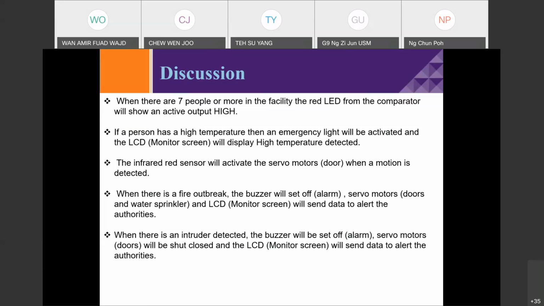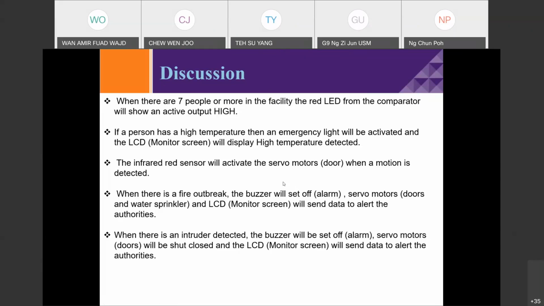And then for our last safety protocol measure, which is when an intruder breaks in during the night, or when there's an intruder detected, the buzzer will be set off, and then the servo motors will be shut closed to prolong the thief from escaping, and then the LCD will send a message to the authorities to hurry and apprehend the intruder.